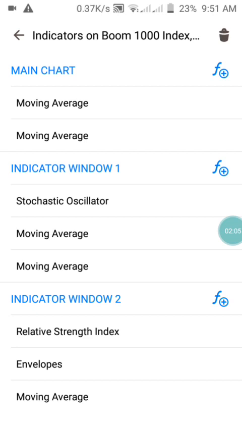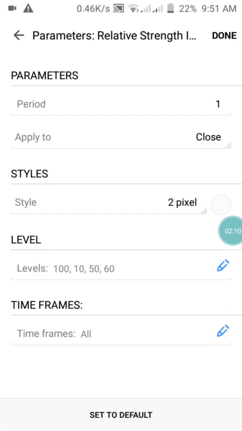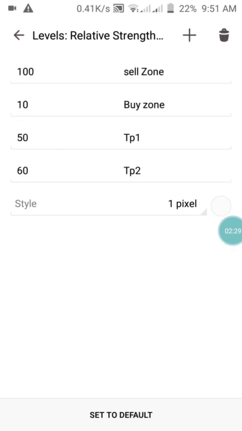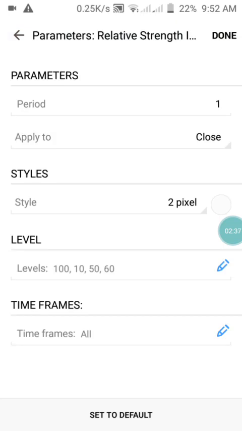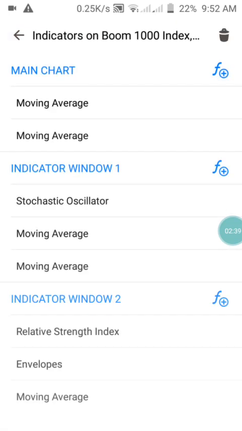Now let's move to indicator window 2. The first thing here is the relative strength index. We have the period at 1, apply to close, and the style in white, which is the color of our background. If you are using a black background, make sure this color is black. Now I have different levels as you see here: the sell zone, the buy zone, take profit 1, and take profit 2. That's exactly what you need to set. Then you press done.